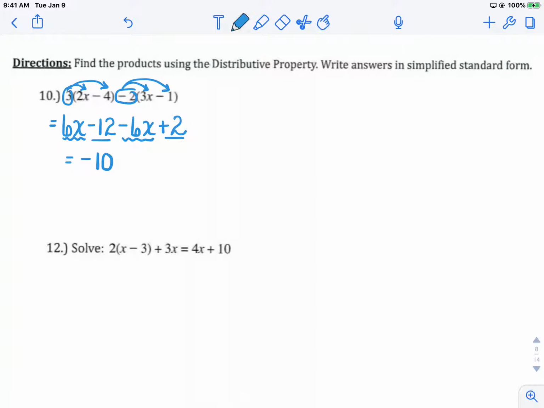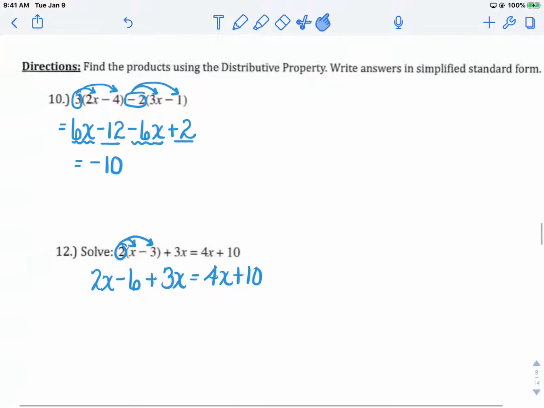So then we were using that in ones like number 12, where you were expected to solve an equation where there was some distribution and then some solving to be done. So you always want to distribute because that's part of that parentheses or grouping step in order of operations. So if I distribute that 2 and add 3x on the same side, it's equal to 4x plus 10.